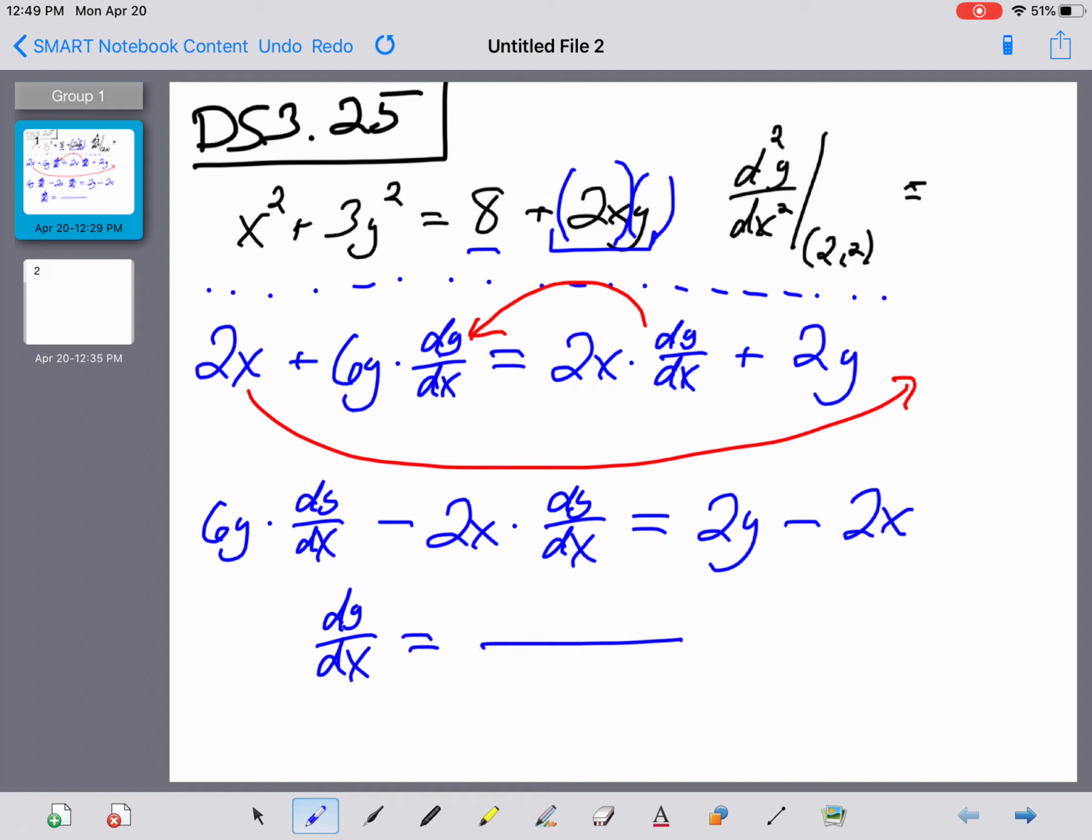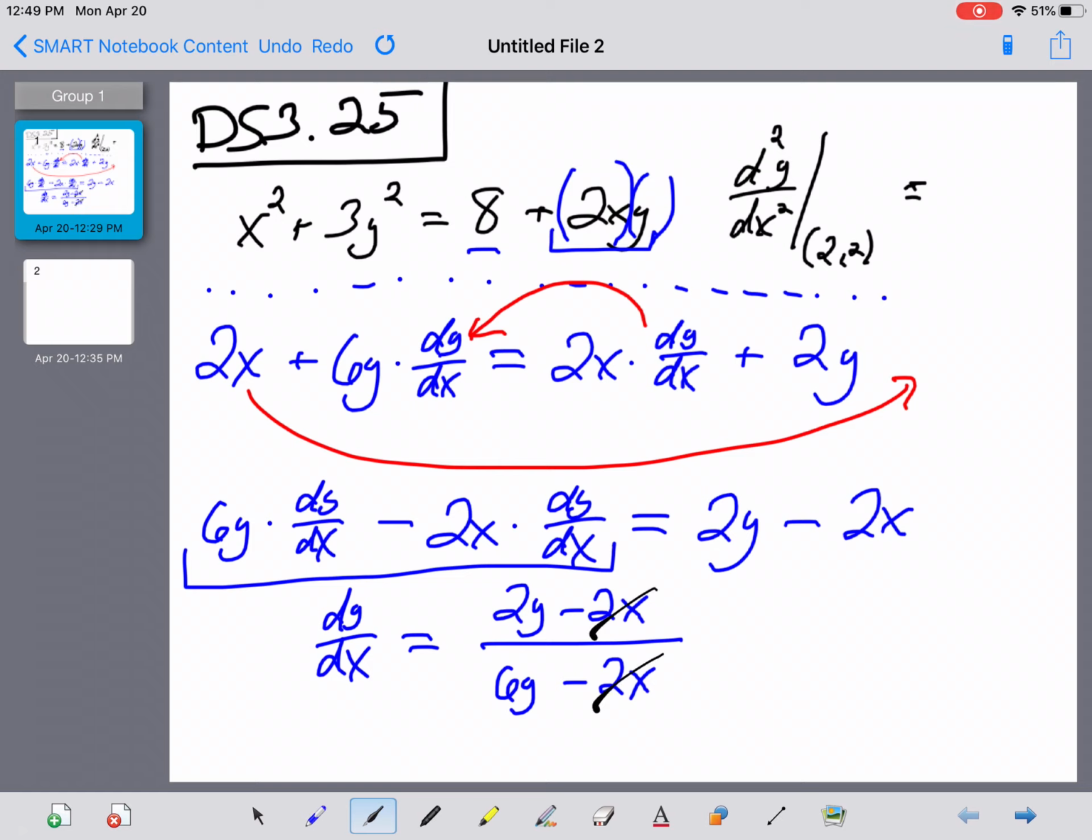a fraction. The whole right side now becomes your numerator, 2y minus 2x, and the denominator is what we would have divided by, the leftovers from the left side after we factored out the dy/dx. That's going to be 6y minus 2x. And I know that nobody at this level is going to try to do any nonsense like canceling out of identical terms. We can only cancel factors.